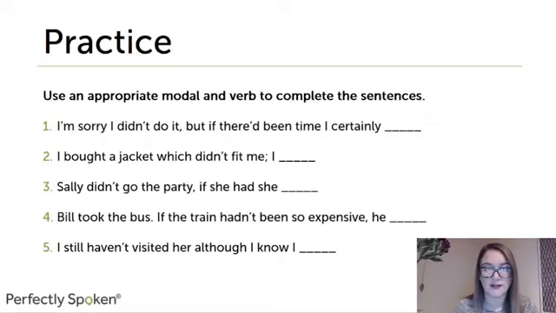Okay, let's have a look at another practice exercise. So this time I've left the end of the sentence for you to complete. So read the sentence, choose an appropriate modal verb and verb to complete the sentences. So this time you're going to have to conjugate the modal perfect. I'm sorry I didn't do it, but if there had been time, I certainly... So remember you need modal plus have and a past participle.